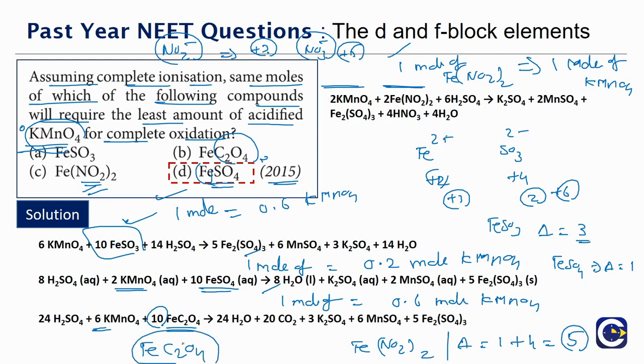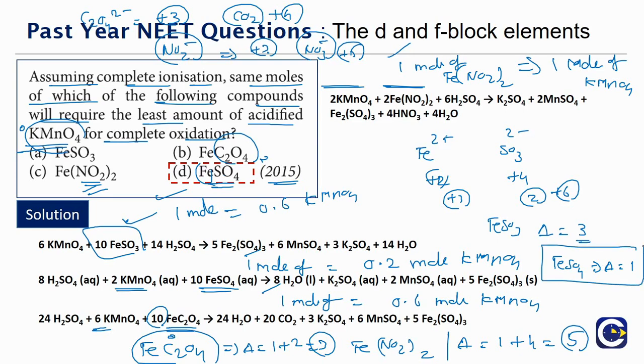In the case of FeC2O4, the delta for the iron is 1 because it will undergo oxidation from plus 2 to plus 3. In this C2O4 2 minus, the carbon oxidation state is plus 3. If it is undergoing complete oxidation means it will form what? CO2, where the oxidation state of carbon is plus 4. Means each carbon will undergo a change of 1 from plus 3 to plus 4. How many carbons are there? 2 carbons are there. So totally delta is equal to what? 3.